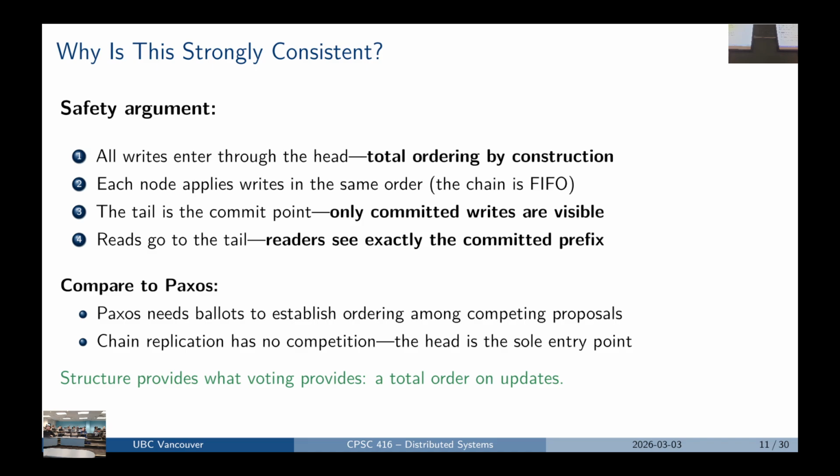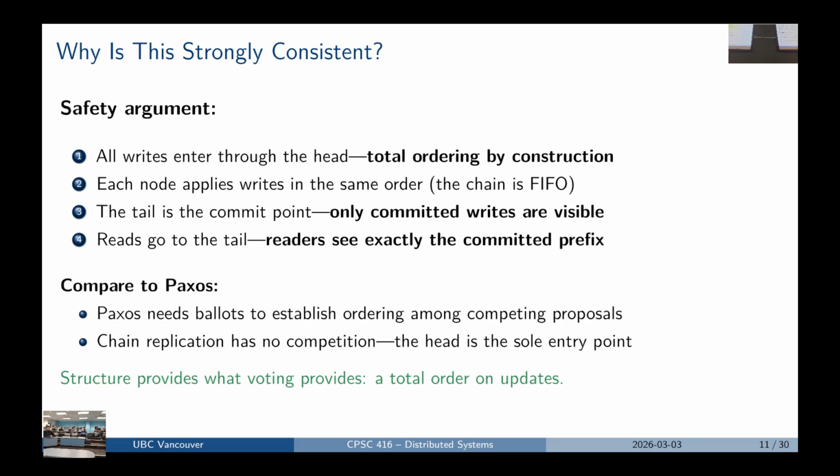Whereas in Paxos, we have to get ballots to establish ordering. Chain replication has no competition. So whereas Paxos had issues with liveness, the issues here are in fact just about node failure causing us problems with liveness. But we've got 5 points of failure now, instead of the minority, the subquorum points of failure that we had in Paxos. So this gives us the same effective outcome. We get an ordering of the events.